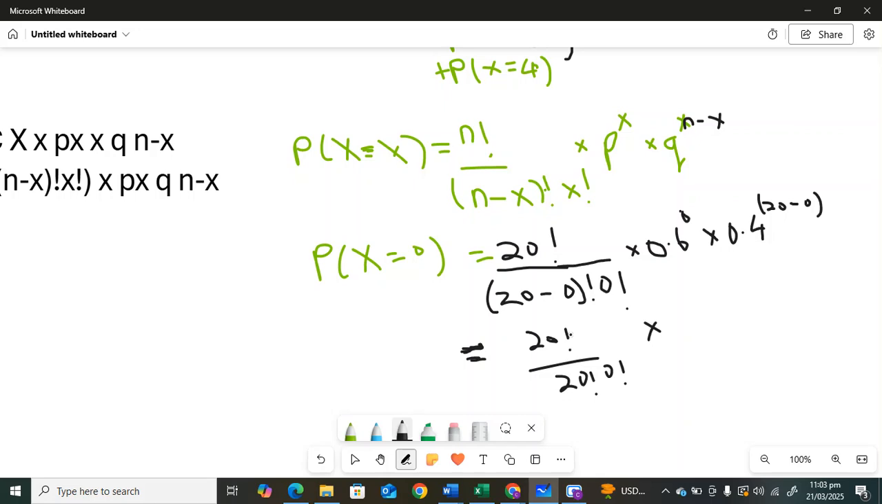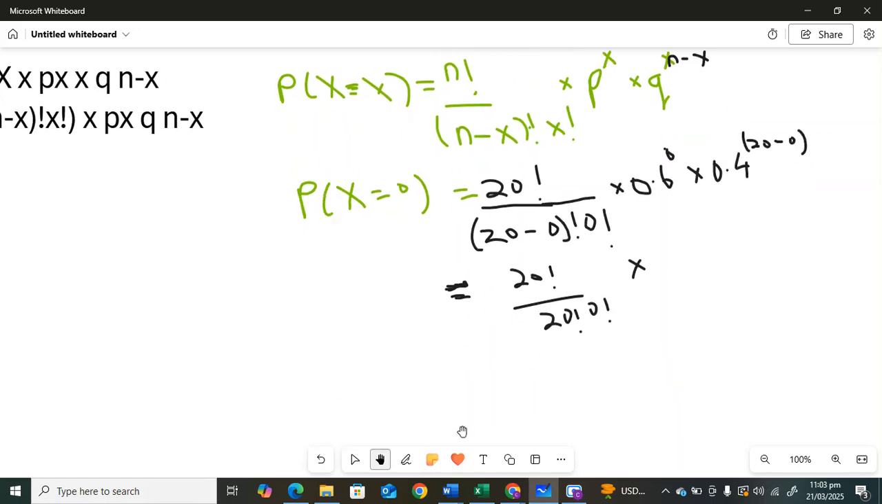Those who don't remember factorials, 20 factorial is the same as saying 20 times 19 times 18 times 17 until you reach 1. You're counting the number down until it reaches 1. Whenever you see this factorial sign, you'll be multiplying the number with the numbers below it until you reach 1. But in this case, you don't really need to do that because you can just cancel these two out, because there are two 20 factorials here. If you cancel them out, you get 1.